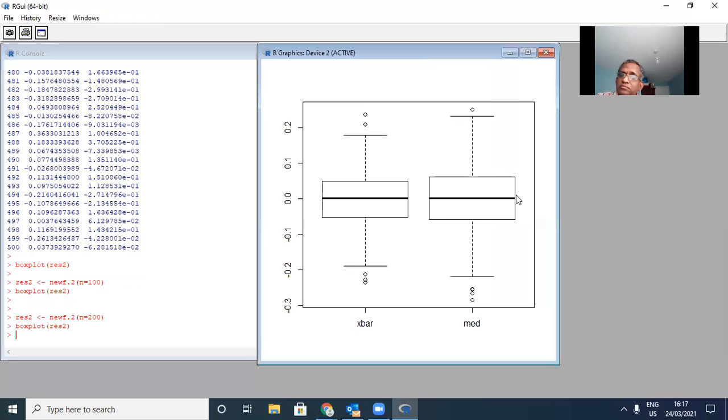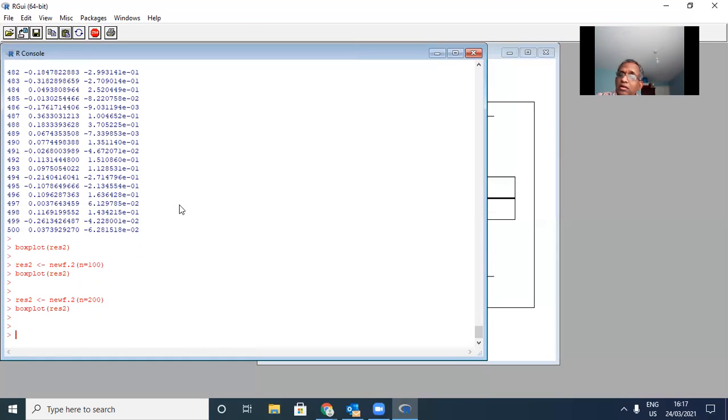Now, if you repeat this, say, with n equal to 200, this is what you get, right? Again, the conclusion is the same. Both distributions are symmetric, and again, the variability of the sample mean is smaller compared to the variability of the sample median, right?